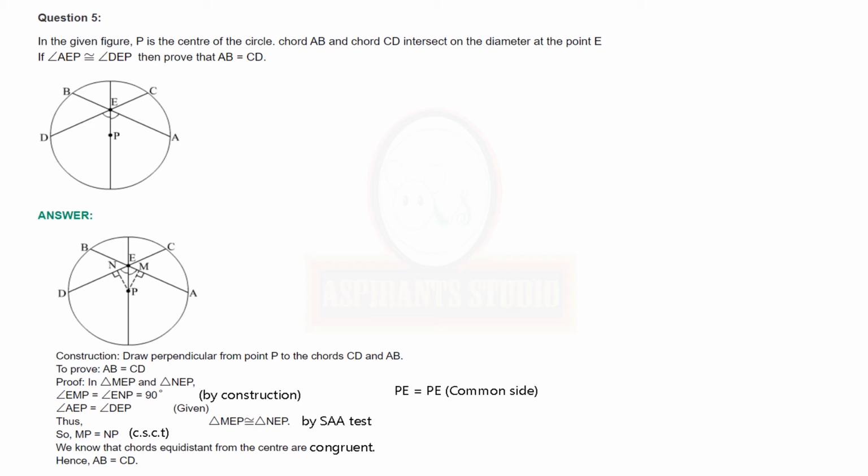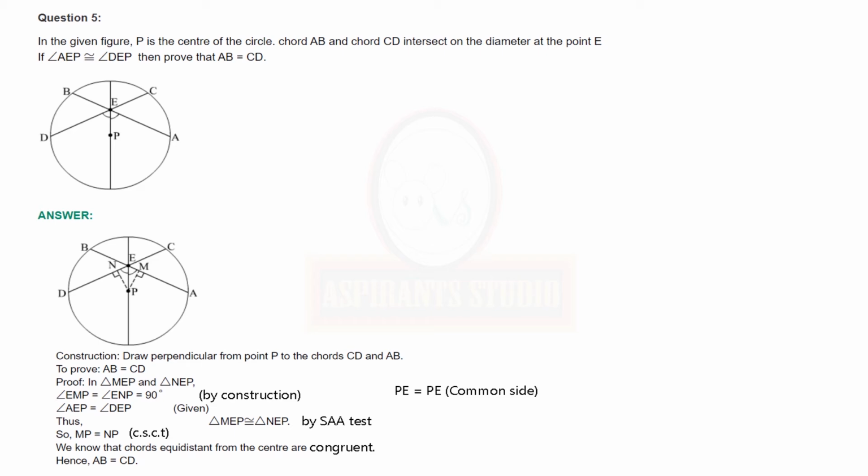We have to prove AB is equal to CD. AB and CD are the chords. That means we have to prove length of the chord AB is equal to length of chord CD. Now we have got two triangles, triangle MEP and triangle NEP. Now we have to prove that these two triangles are congruent by some test.